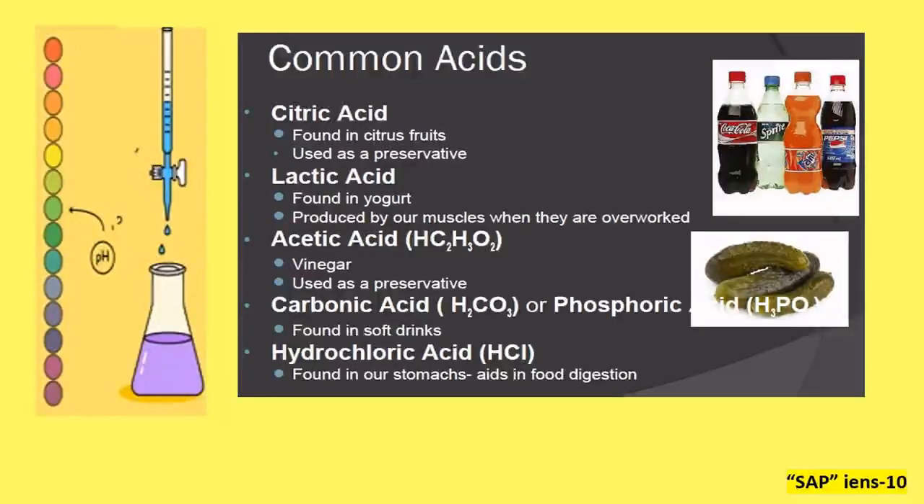Common acids. Citric acid, found in citrus fruits, is used as a preservative. Lactic acid is found in yogurt and is produced by our muscles when they are overworked. Acetic acid, vinegar, is used as a preservative. Carbonic acid or phosphoric acid is found in soft drinks. Hydrochloric acid, HCl, is found in our stomach and aids in food digestion.